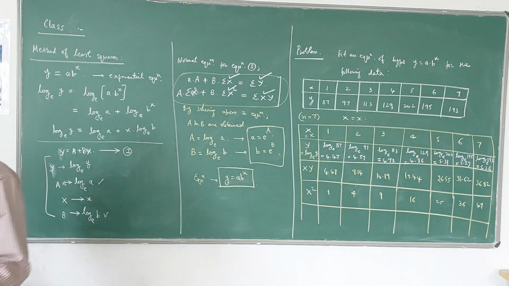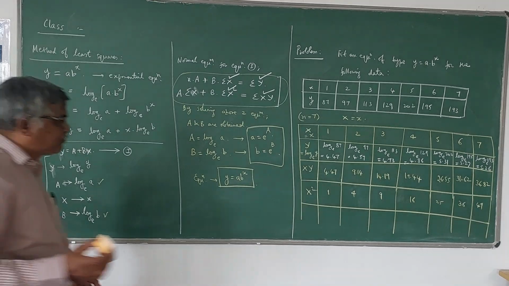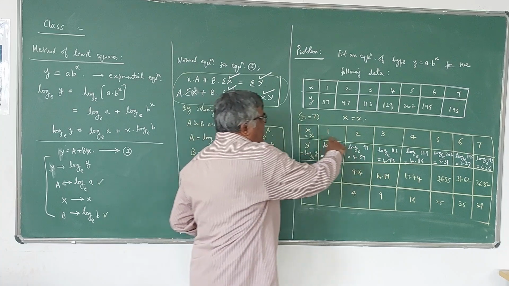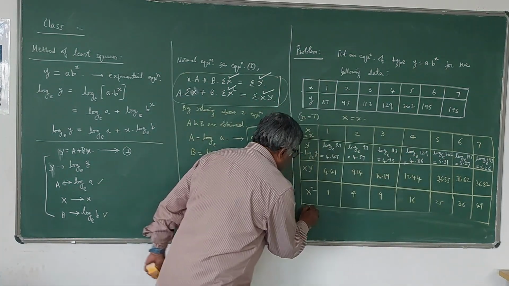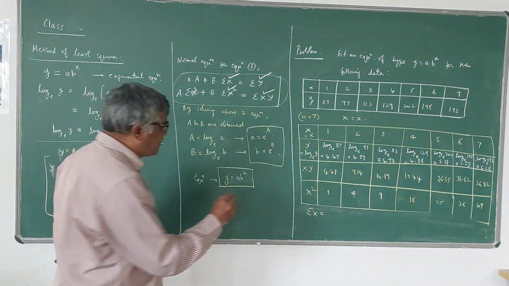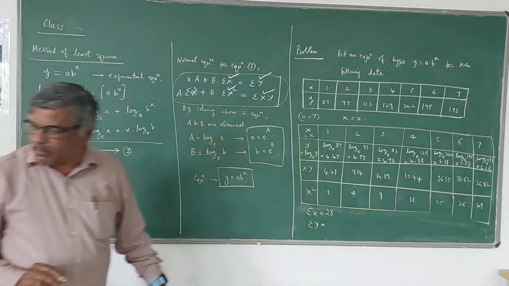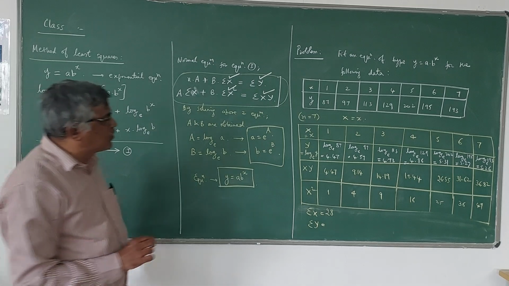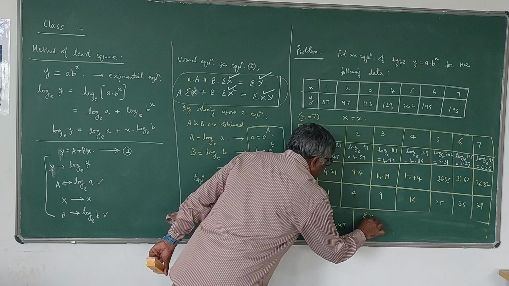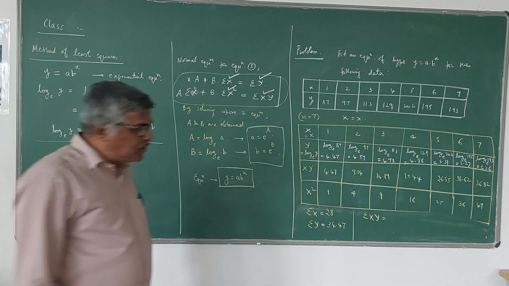So let us write the summation values of all those things. Sigma x is sigma capital X. If you add all this, you get sigma capital X as 28. Then sigma capital Y is 34.47. Then sigma xy, capital X into capital Y, is 142.23.